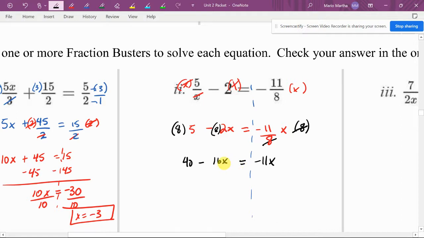Remember, when you're solving an equation with variables on both sides, you want to make sure that you move the variables to the same side. So here, I want to add 16x to both sides. And that leaves me with 40 equals, I'm sorry, negative 11x plus 16x gives me positive 5x. Divide both sides by 5, and you get x equals positive 8.